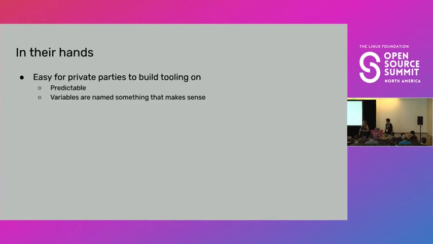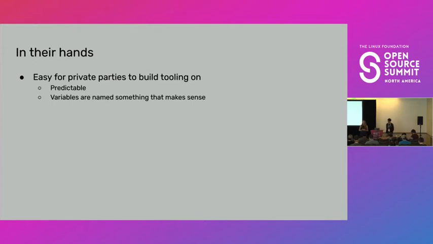Next, in their hands. So it has to be really easy for private parties to build tooling on. There are a lot of forks of this big open source repo that we have. There are a lot of people who are already building tooling on this. I talked to one last week who was basically building his own Dependabot. He harnessed all of the data and was building something such that he could alert repositories on both GitHub and Bitbucket that they were vulnerable to something. So we needed something that was predictable.